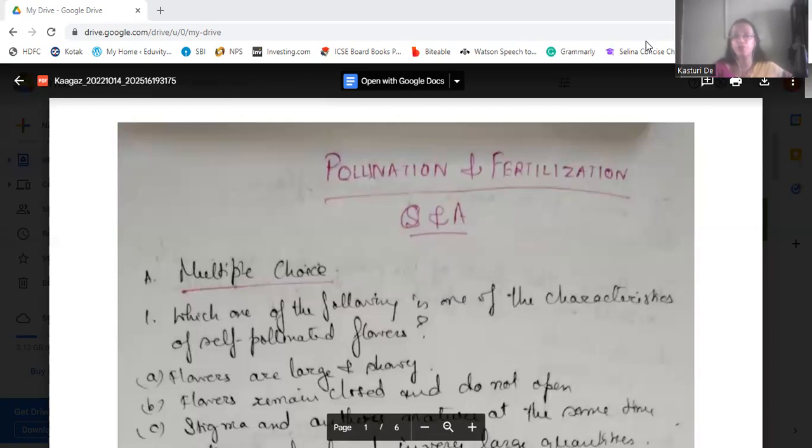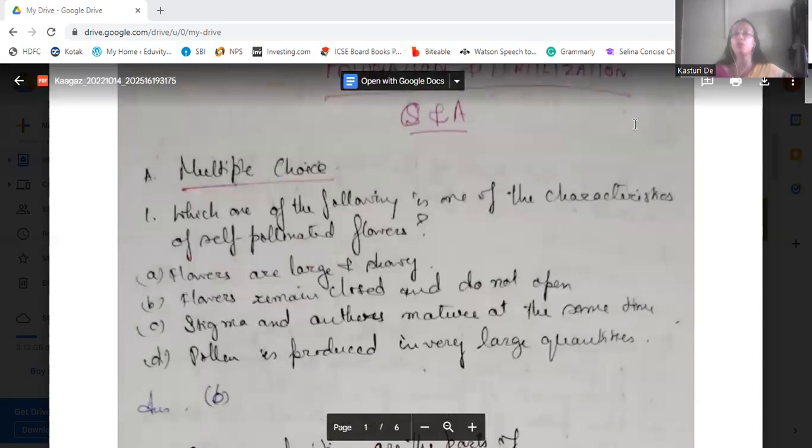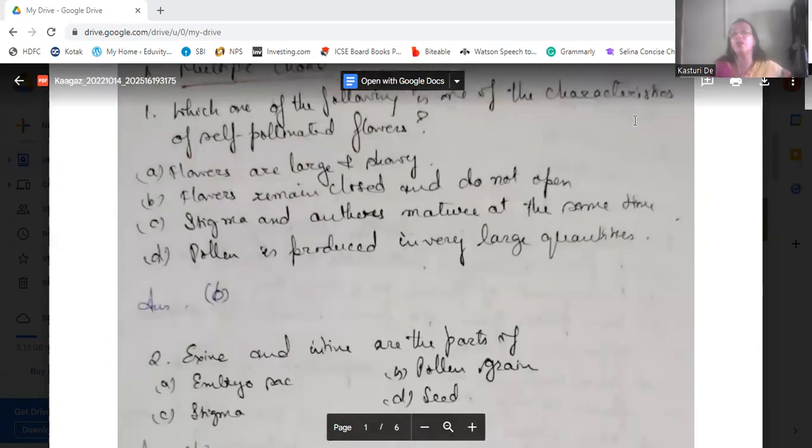The first question for the day is a multiple choice question. Which one of the following is one of the characteristics of self-pollinated flowers? Flowers are large and showy, flowers remain closed and do not open, stigma and anthers mature at the same time, and pollen is produced in very large quantities. They remain closed and do not open.